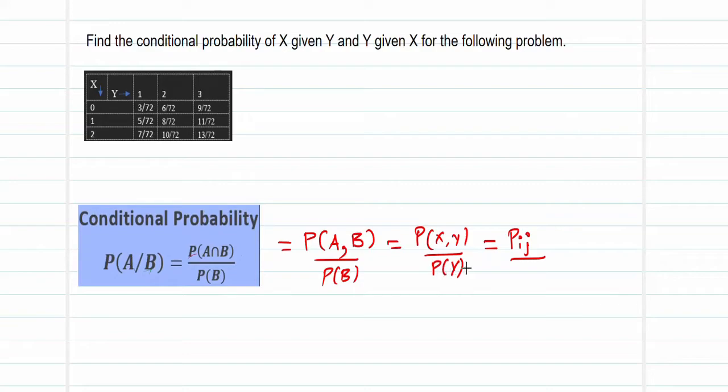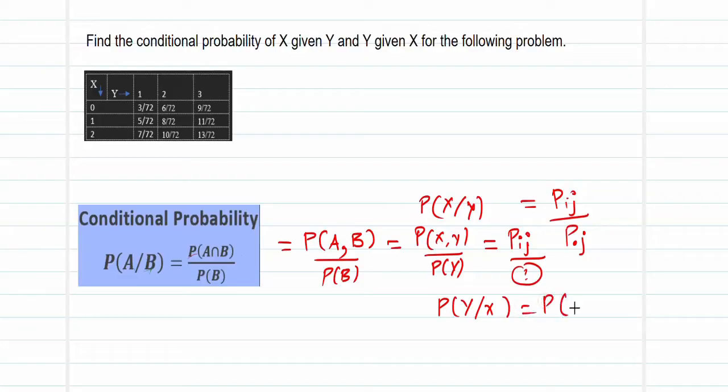And what is our P of y? P of y is nothing but the marginal probability function of y. So after estimating the marginal values of y, this can be substituted here and the answers can be estimated. So whenever we want probability of x given y, our formula will be Pij divided by P of y. In P of y, x is varying and y is kept fixed, that is, j is kept fixed.